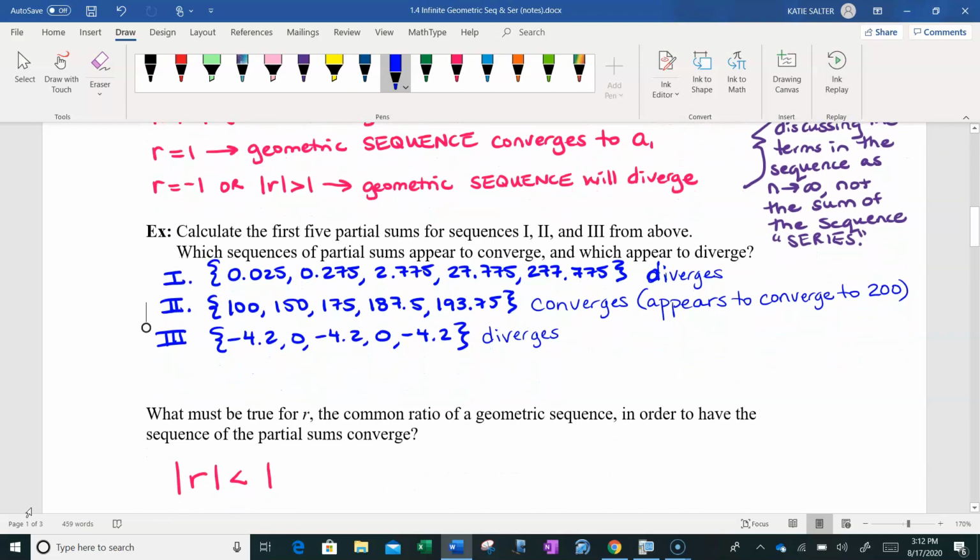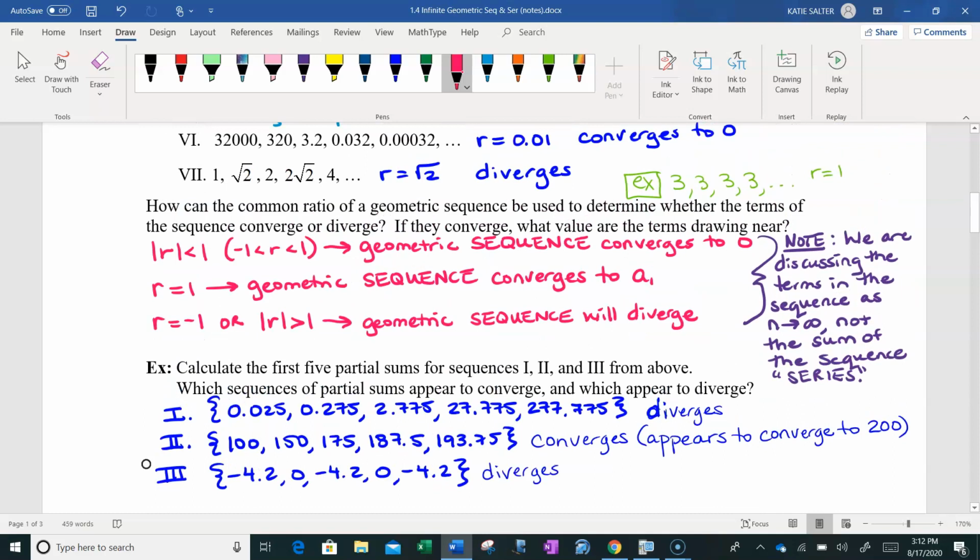So in this case, the absolute value of r must be less than 1. Remember, what that's really saying is that r must be a value between -1 and +1. But in this case, we wouldn't want to include 1, because if you go back to this sequence I had up here, 3, 3, 3, 3, if we started to do the partial sums, that would be 3, and 6, and 9, then 12, and it would just keep growing forever.